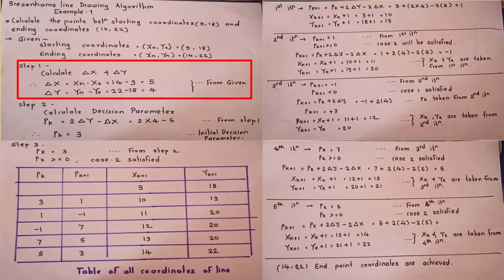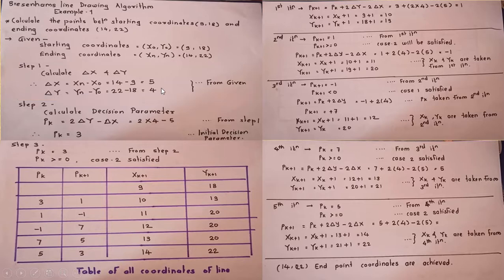Step 1 is calculating differential of x and differential of y. Differential of x can be calculated with xn minus x0, which is 14 minus 9. So the differential of x will be 5. And the differential of y is yn minus y0, which is 22 minus 18. So differential of y will be 4. These xn, x0, yn, y0 are the values which are taken from the given section.